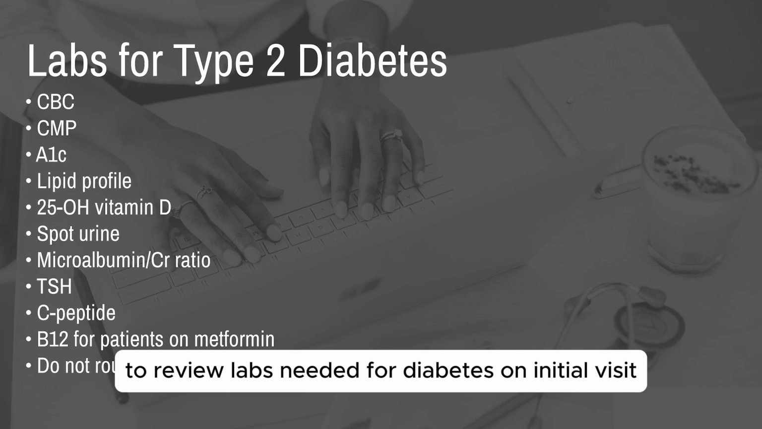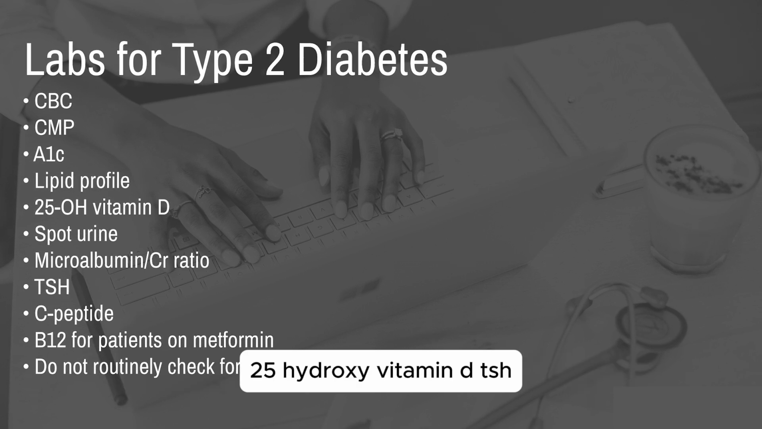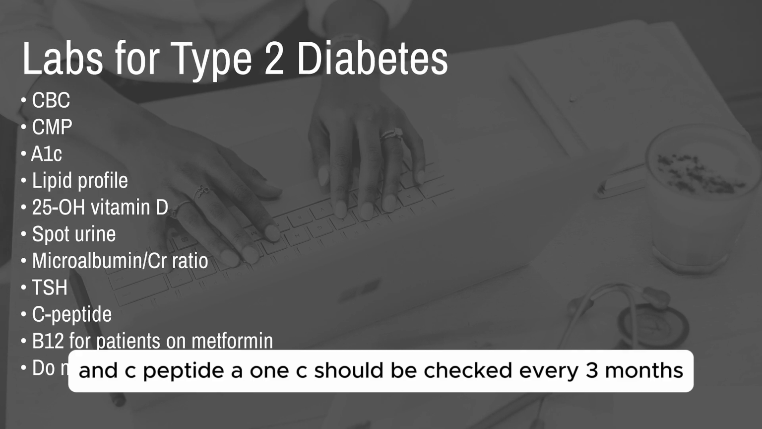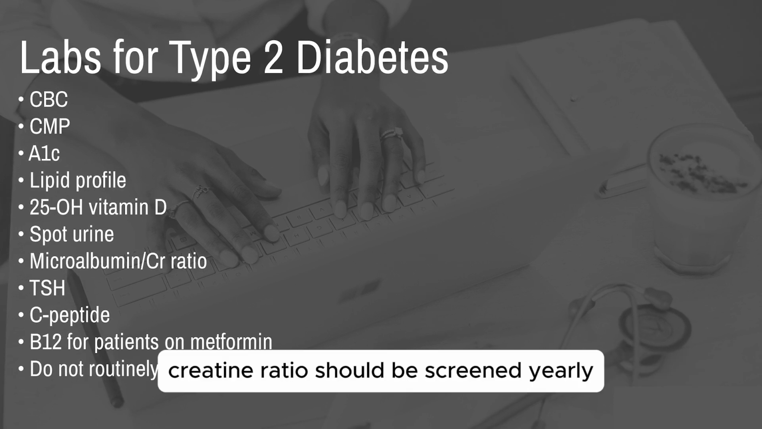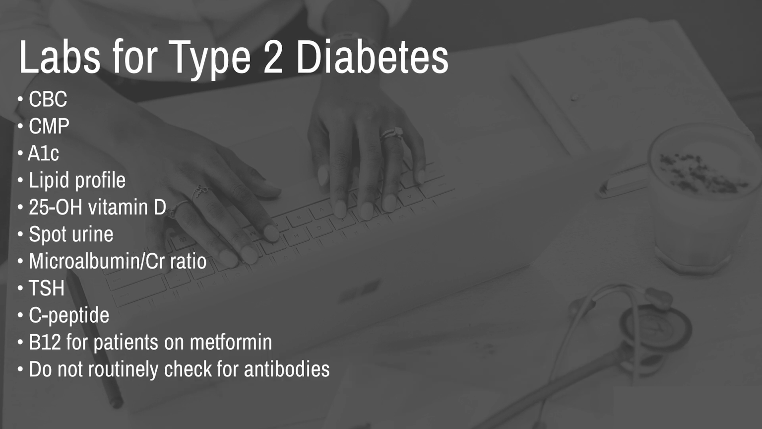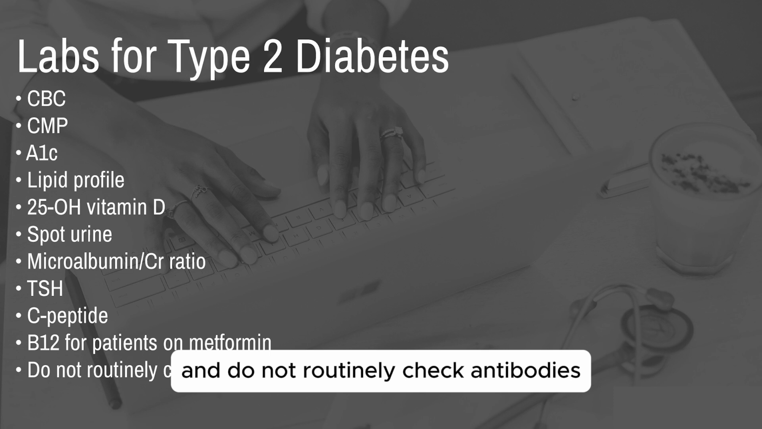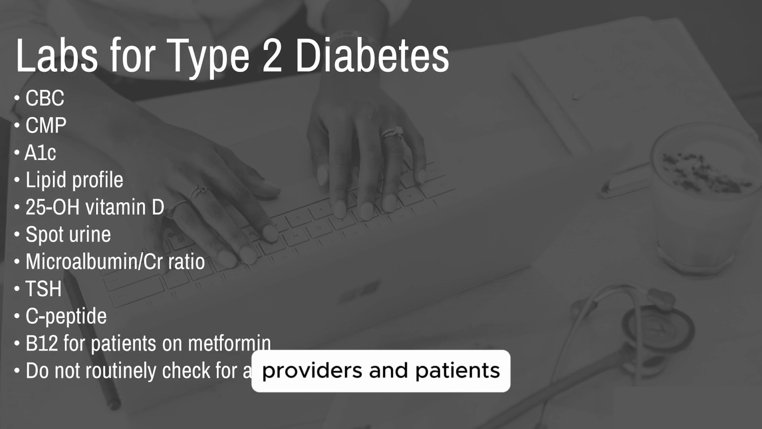On initial visit, we need CBC, fasting CMP, A1C, fasting lipid panel, 25-hydroxy vitamin D, TSH, spot urine microalbumin creatinine ratio, and C-peptide. A1C should be checked every 3 months. Spot urine microalbumin creatinine ratio should be screened yearly. B12 should be checked periodically for patients on metformin, and do not routinely check antibodies because they can lead to confusion for both providers and patients.